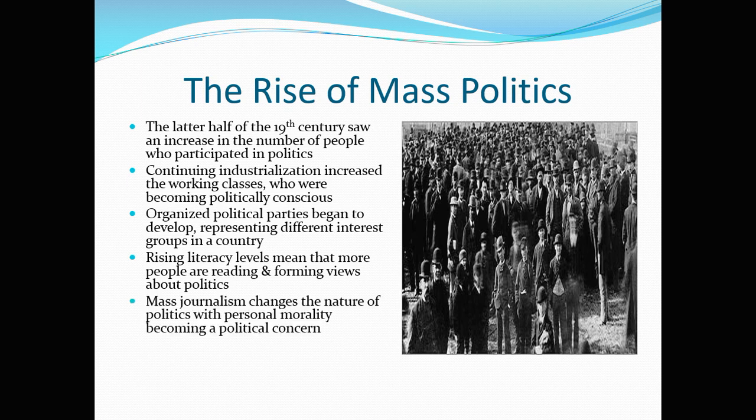And an important factor that also explains why the age of mass politics was different from what went before was the rise of mass journalism. Because most people can read, journalistic tastes are rising to cater to the needs or the interests of the population. But it also creates an interesting dynamic in politics that is still very much with us today in how journalism influences politics.